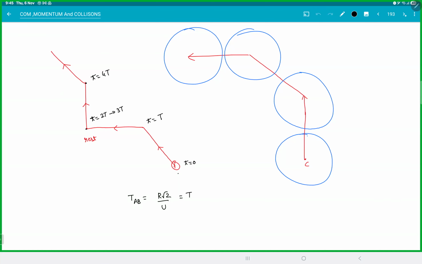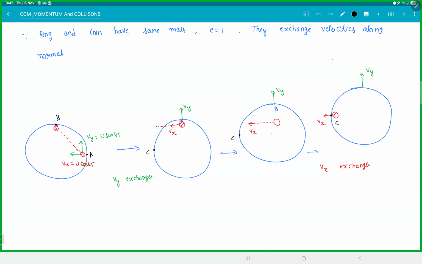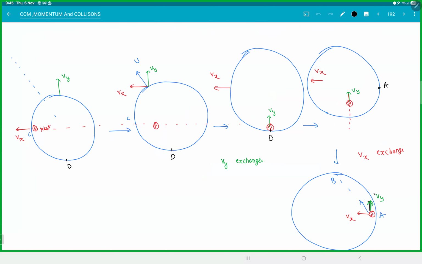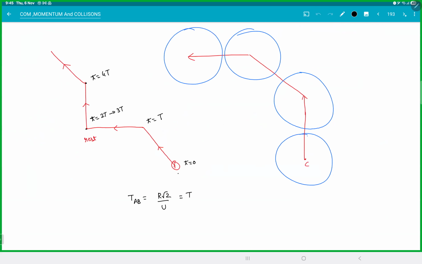How to get 2, 2, 3 T? We did that here. See, the coin will be at rest. So in one path, A, B, C, D, one side of a square, you are not moving in the ground frame. Right? Each side will take how much time? R root 2 by U.